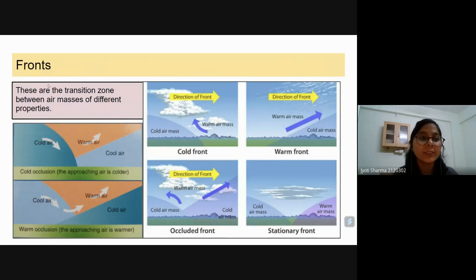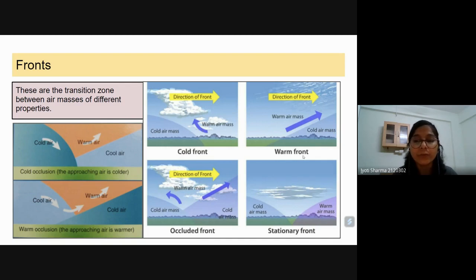If we talk about fronts, as I already told you, these are the transition zones between air masses of different properties. If two different air masses are approaching each other, the transitional zone that is created is known as a front. There are four types of fronts. In the cold front, the cold air mass pushes the warm air mass, and the warm air goes up over the cold air mass. So this is the cold front.